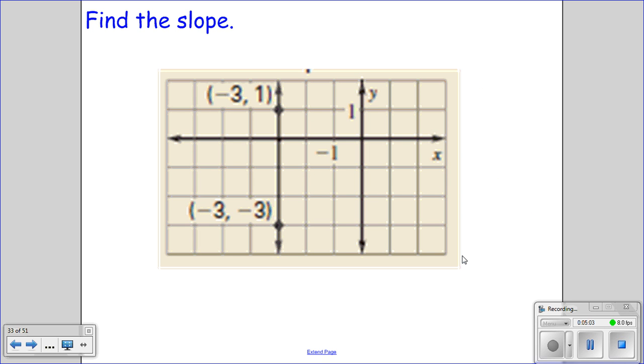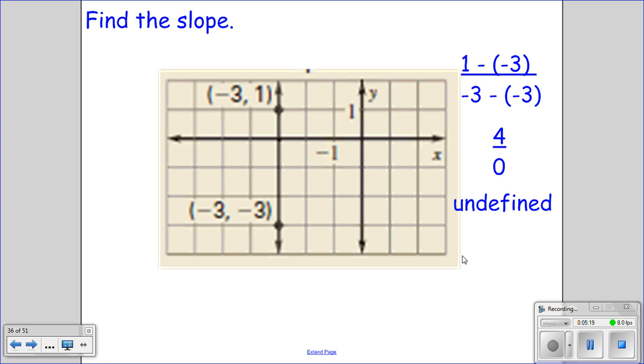Let's look at this vertical line. Our change in y over change in x is 1 minus -3 over -3 minus the -3. That gives us 4 over 0. Anytime you take a number divided by 0, your answer is undefined. That is why the slope of our vertical line is undefined, because we're trying to divide by 0.